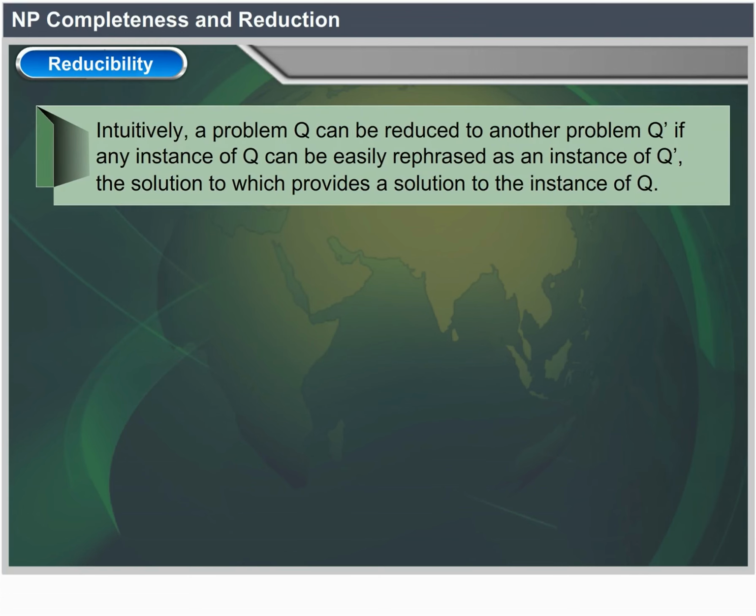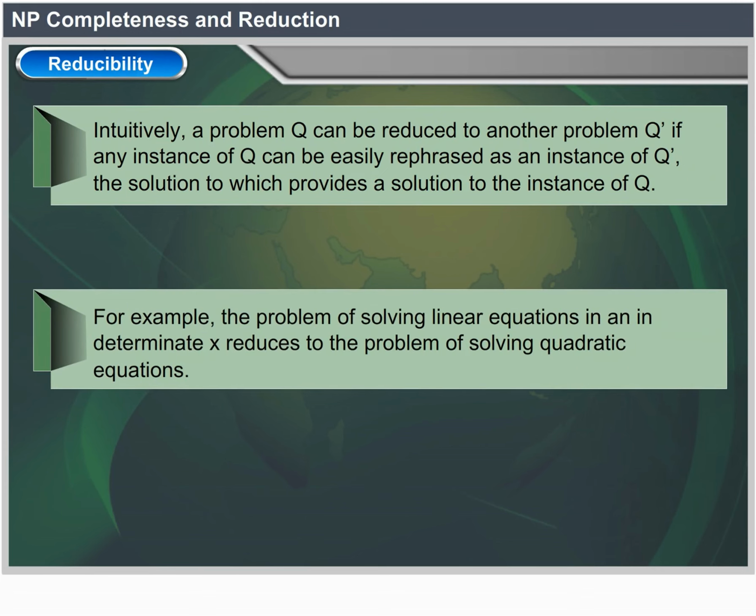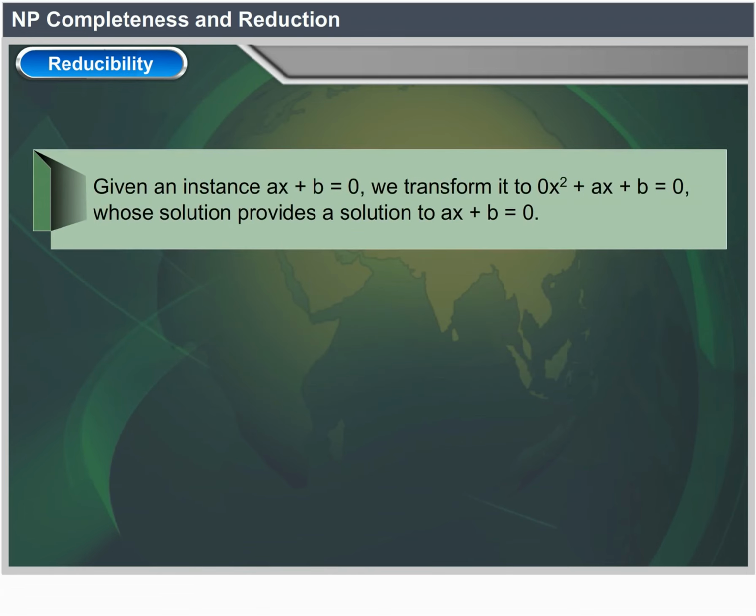Reducibility. Intuitively, a problem Q can be reduced to another problem Q prime if any instance of Q can be easily rephrased as an instance of Q prime, the solution to which provides a solution to the instance of Q. For example, the problem of solving linear equations in an indeterminate x reduces to the problem of solving quadratic equations. Given an instance ax plus b equals 0, we transform it to 0x squared plus ax plus b equals 0, whose solution provides a solution to ax plus b equals 0.